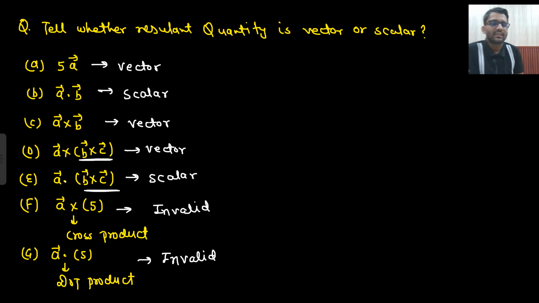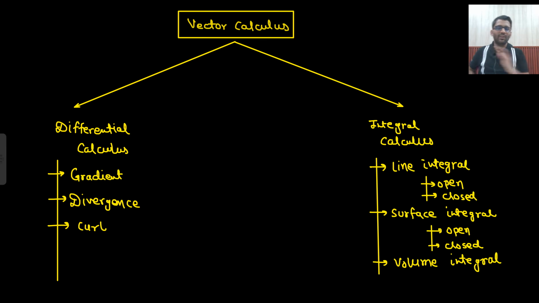Okay, now let's start our vector calculus. One basic prerequisite we have seen, that was around 4 minutes. In vector calculus, just like any other calculus, we are going to study two things: differential and integral calculus. In differential calculus, we are going to study gradient, divergence and curl, and in integral calculus, we are going to study line integration, surface integration and volume integration. Line integration could be of two types: open and closed line integration, and surface integration could be of two types: open surface integration and closed surface integration.